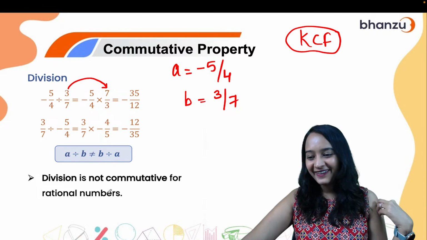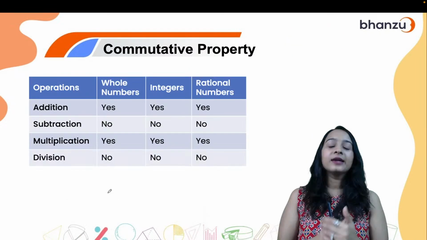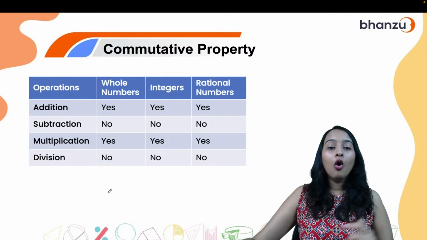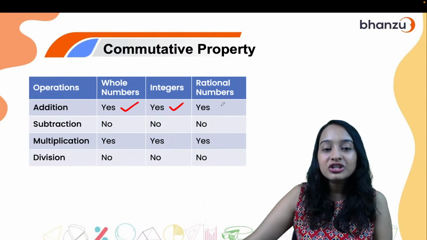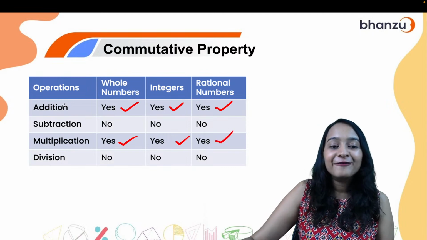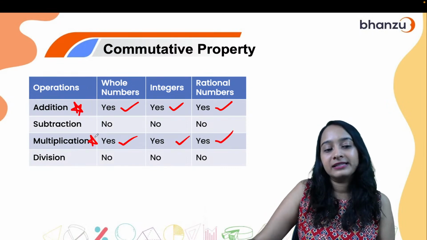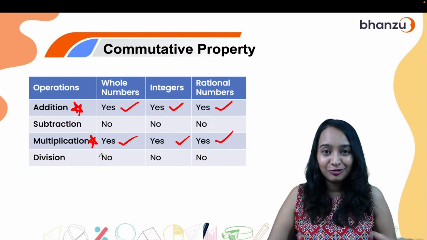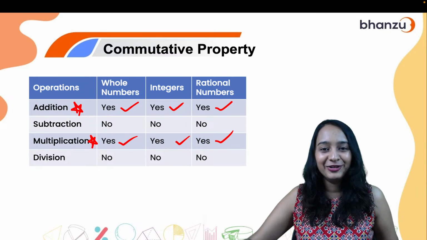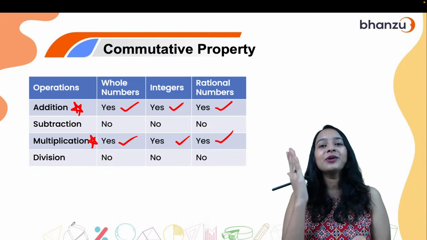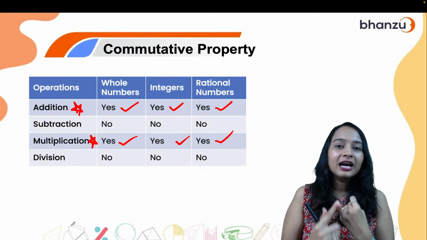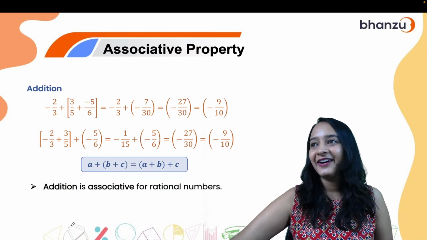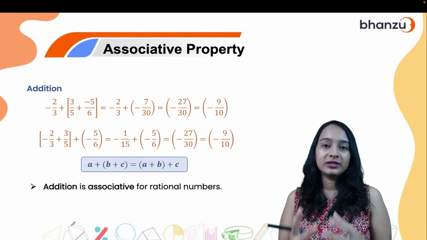So again, moral of the story for commutative property, whether whole numbers or integers or rational numbers, they only work for addition and multiplication. Subtraction and division are like these bad students. They do not follow any rules here in commutative property. So whole numbers, integers, or rational numbers, they are commutative under addition and multiplication. All right, awesome. Now what about associative property?